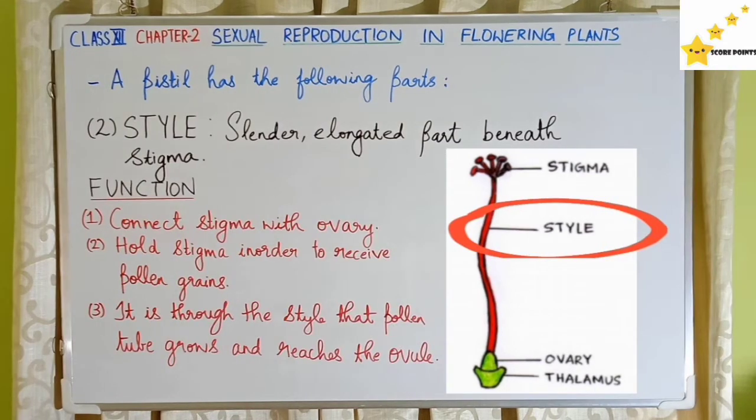Below the stigma you have the style, which is a long, slender, elongated part. The main function of the style is to connect the stigma with the ovary and hold the stigma in order to receive pollen grains. It is through the style that the pollen tube grows and reaches the ovule.